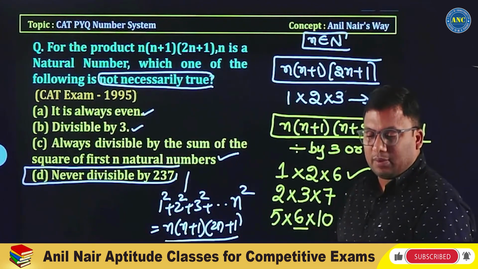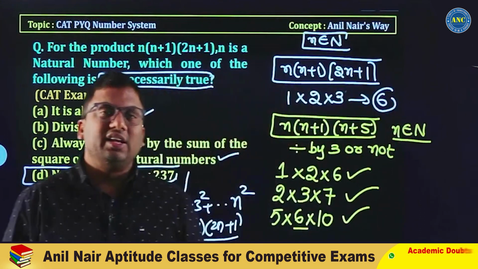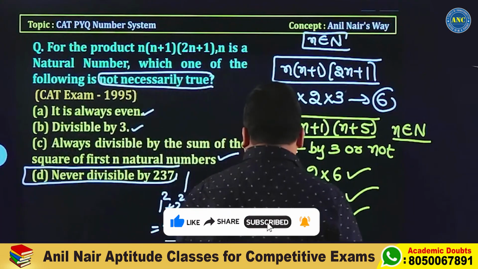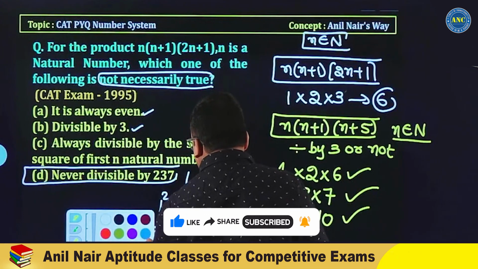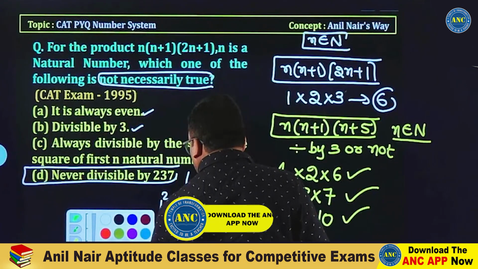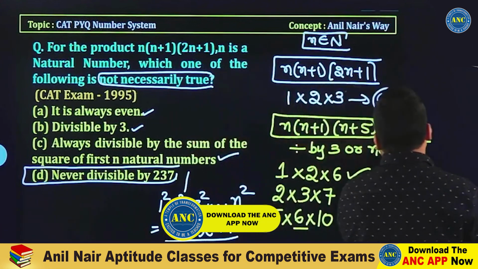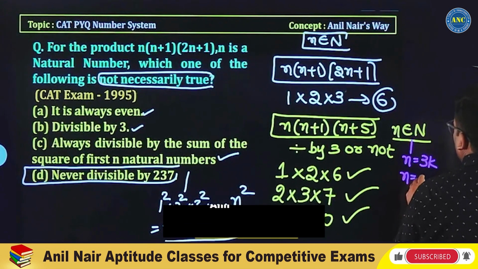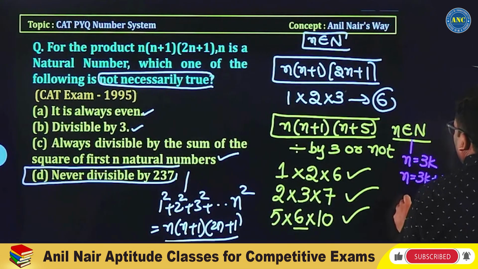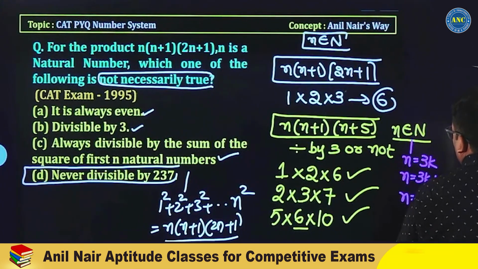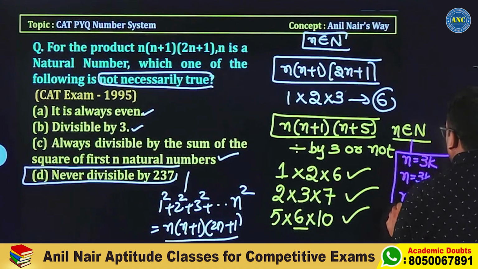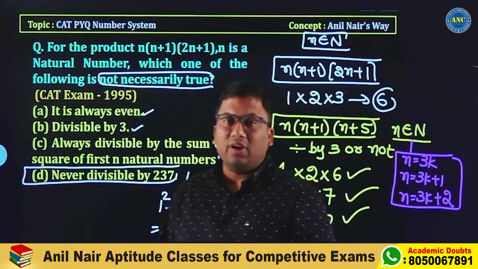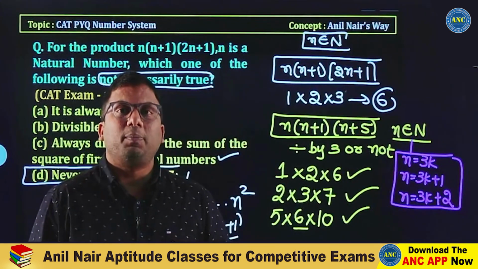Sir, I took a few examples and I got the conclusion that it is always divisible by 3. Can you give a mathematical proof? Definitely yes. By substituting a few values, I can conclude that this number is divisible by 3. Any natural number, when you divide by 3, remainder will be 0, or remainder will be 1, or remainder will be 2. These are the 3 possibilities.